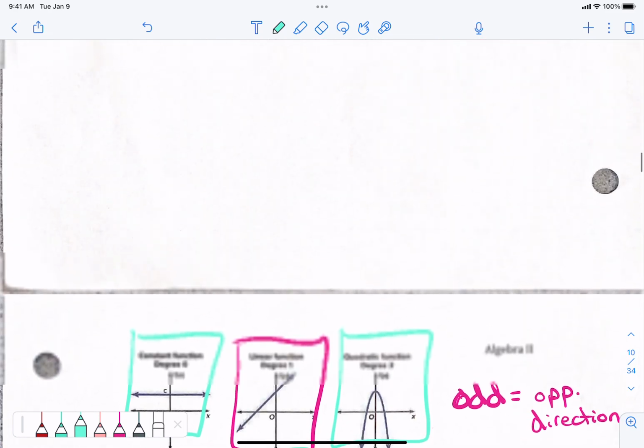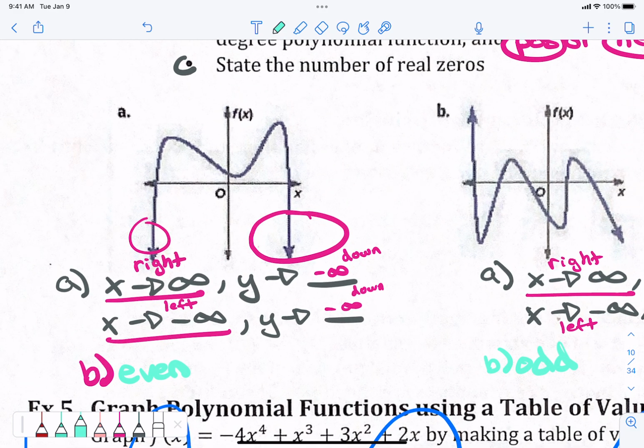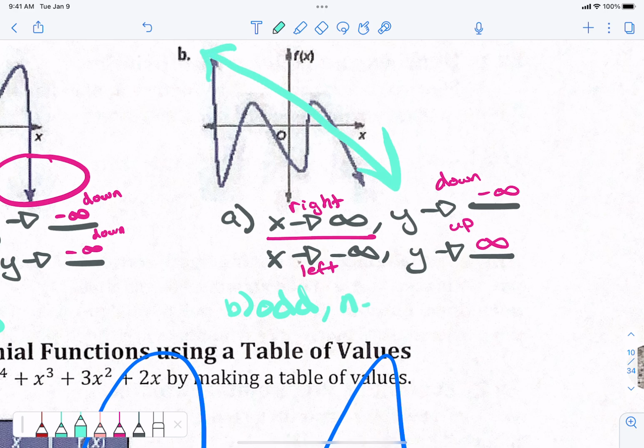Let's go back to our example here. This one, negative. A, is it positive or negative? Negative. It's going down, right? B, is it positive or negative? Negative. Because it's going downhill from left to right. Where it starts and where it ends is going downhill, so it is also negative.